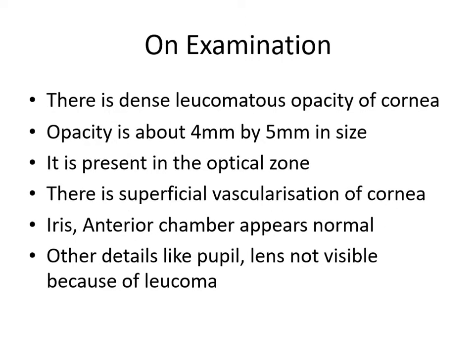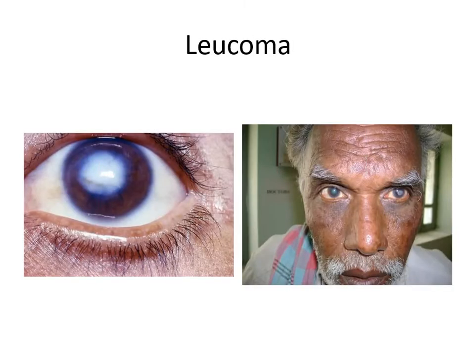On examination, there is a dense leucomatous opacity of the cornea. The opacity is about 4 millimeter by 5 millimeter in size. It is present in the optical zone. There is superficial vascularization of the cornea. Iris and anterior chamber appear normal. Other details like pupil and lens are not visible because of the central position of the leucoma. So this is how the case will be.